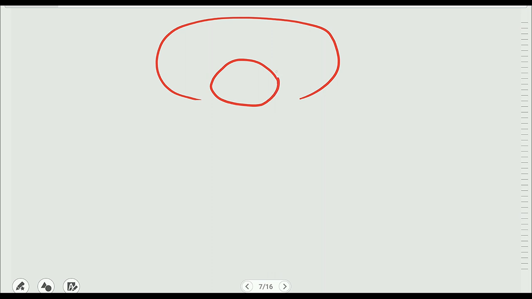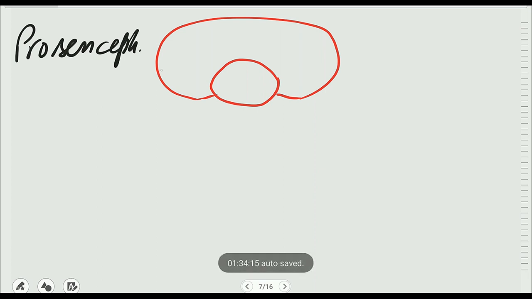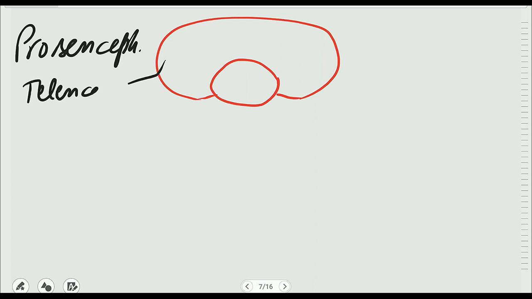Let me draw a simple sketch to show you all these parts of the brain. First of all, the forebrain, that consists of cerebral hemisphere, and in the center it has got the nuclei known as the diencephalon. It consists of thalamus, hypothalamus, metathalamus, and the epithalamus. So this is the forebrain, also known as the prosencephalon. It has got two parts: the cerebral hemisphere known as the telencephalon, and in the center, we have got the diencephalon.